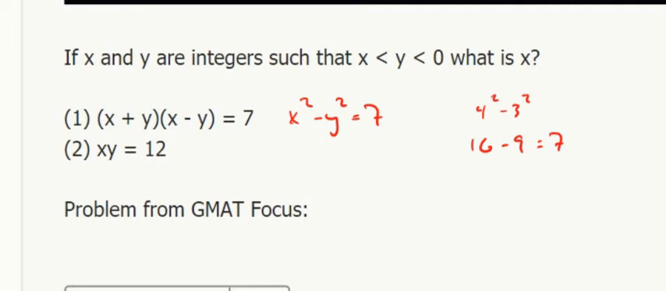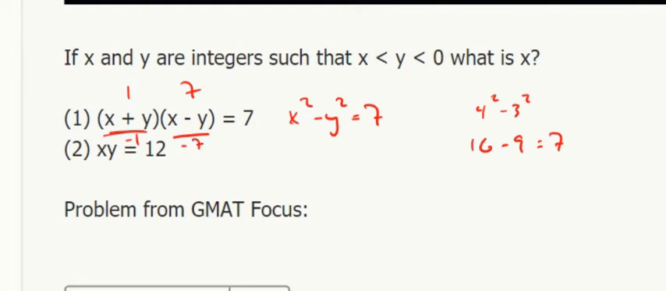Also look at this, x plus y times x minus y equals 7. So if they're integers, then both x plus y and x minus y are integers also. If x and y individually are integers, then these are integers as well. So this could be like 1 times 7, because 7 is prime, or it could be like negative 1 times negative 7, or that switched around.